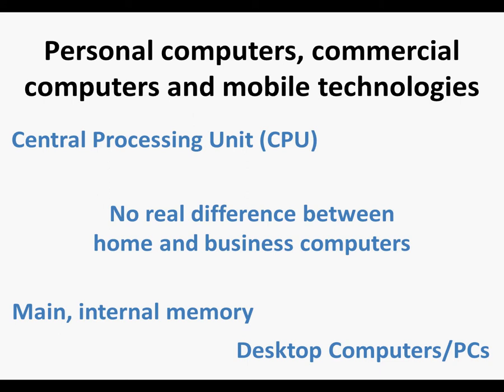You have your main internal memory, which are chips inside the computer where data is held and can be accessed immediately by the computer. Your motherboard, which is the central circuit board of the computer that contains all the electronic components such as the CPU and the memory chips, and it also contains connectors so that other devices can be controlled by the computer.